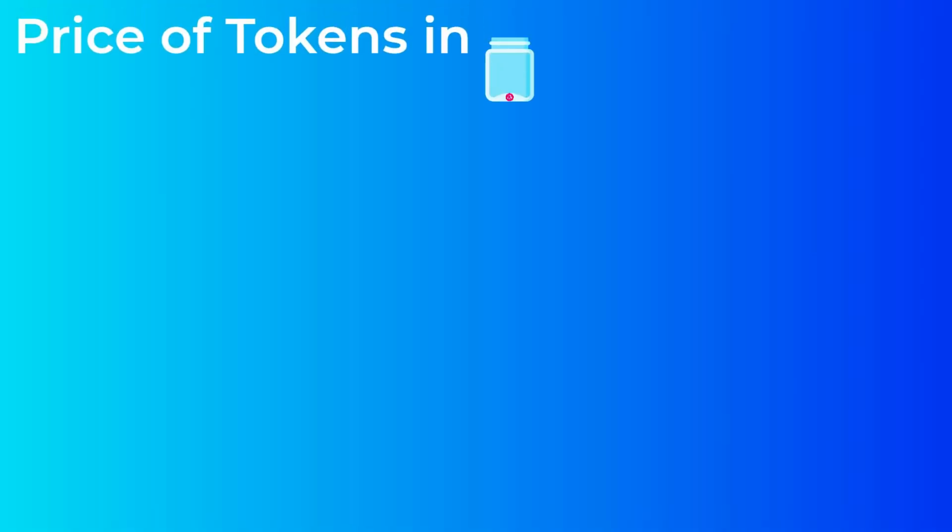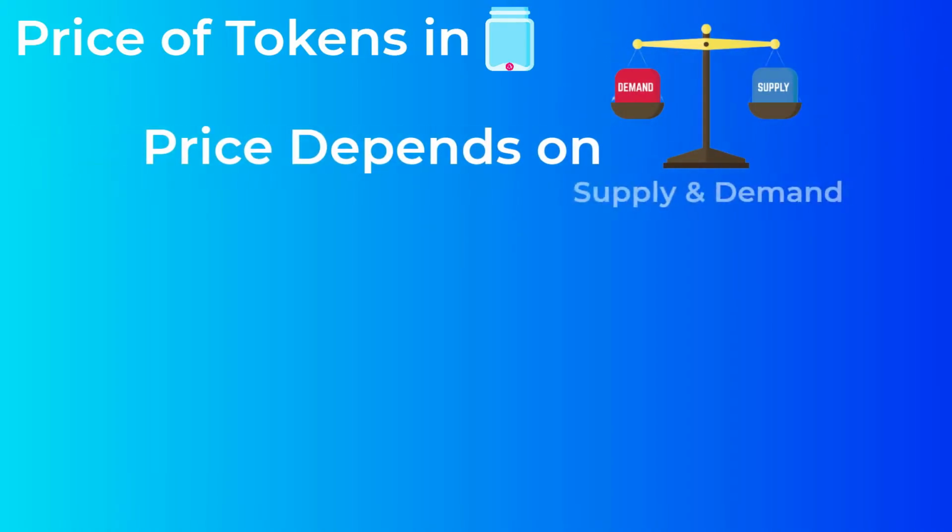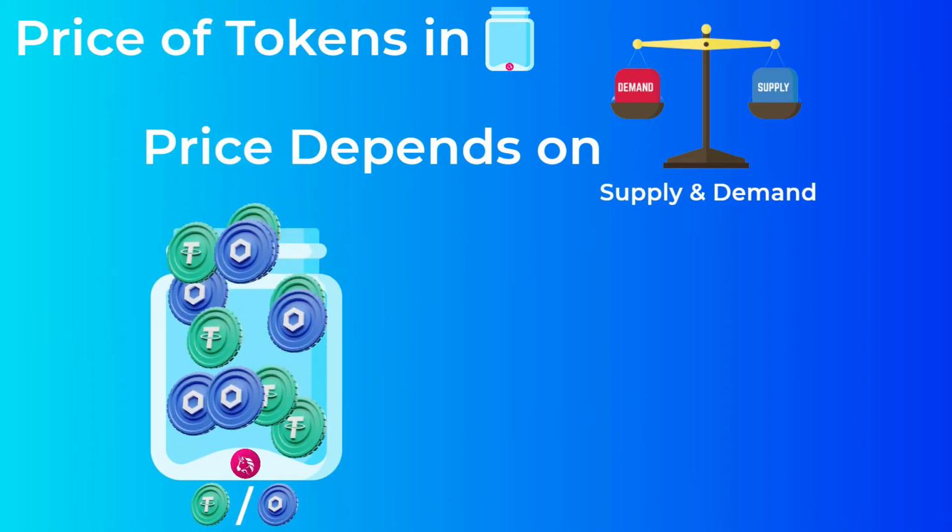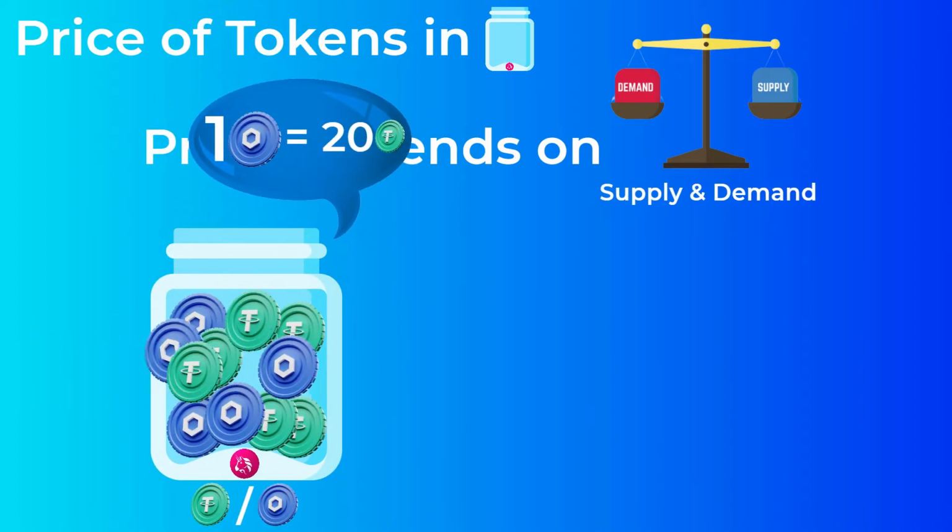Another important point you should understand is the price of tokens in a pool. As we have said, the prices depend mainly on the supply and demand. In a Tether Link pool, if the supply of Link decreases and the supply of Tether increases, then the pool automatically raises the price paid for each Link token. This is done to avoid running out of Link tokens.